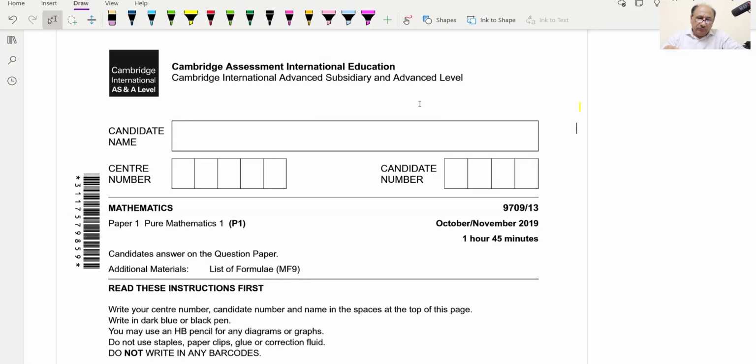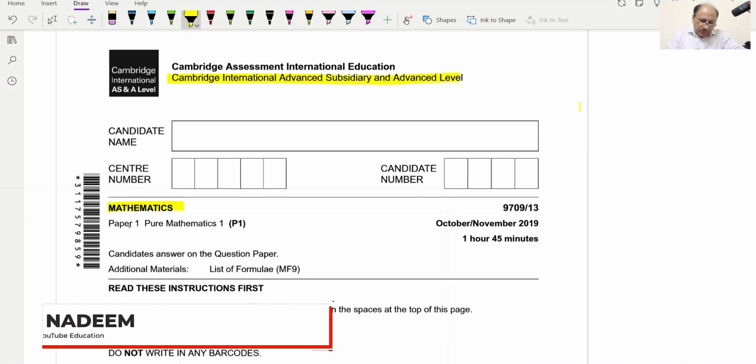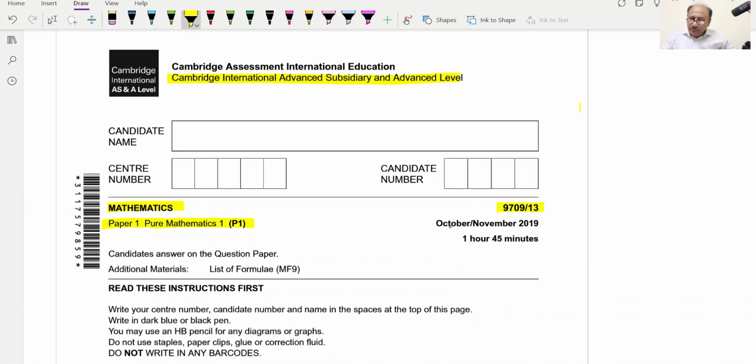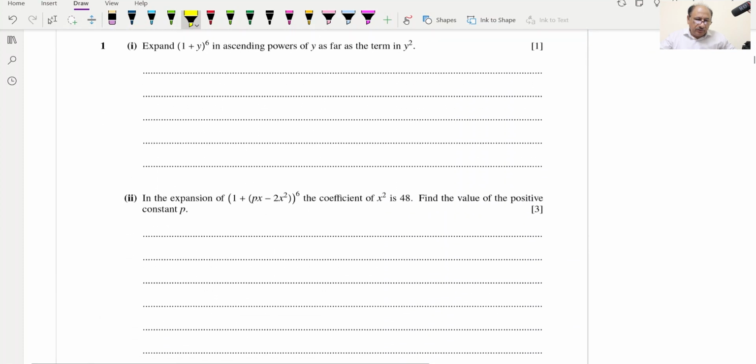Hello everyone. Today we'll be going through Cambridge AS and A level mathematics paper 1, pure mathematics 1, which is P1 9709 October November 2019. Let us move to question number 1.